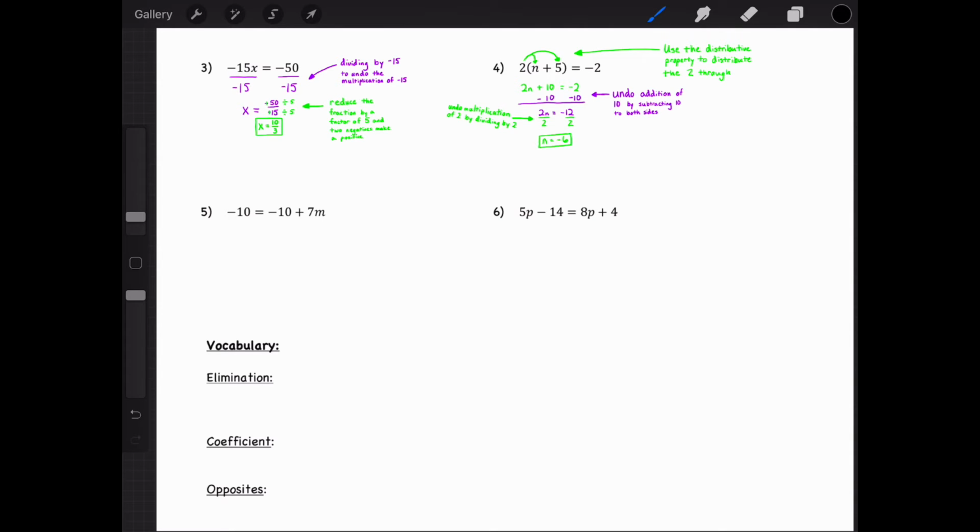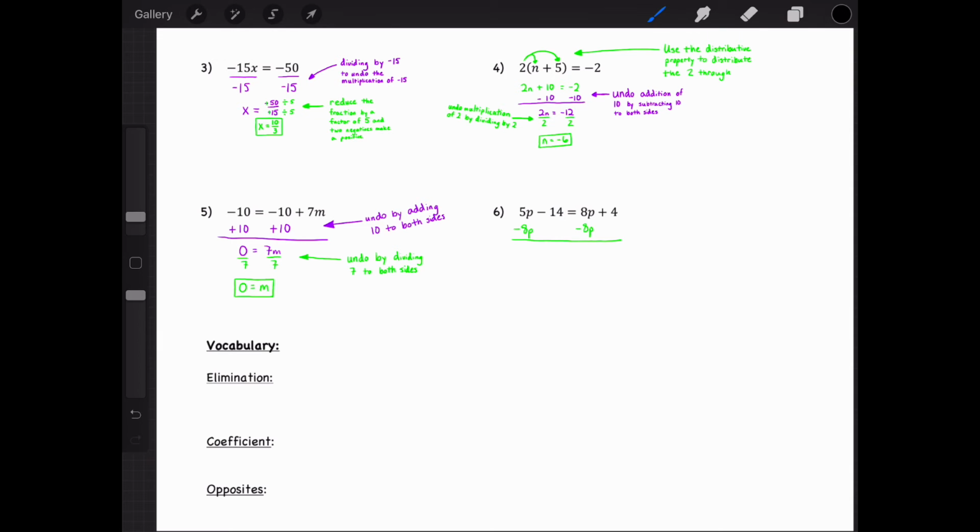For number 5, we'll need to undo the negative 10 on the right by adding 10 to both sides. Remember, those are still opposites, even though the 10 is not behind the 7m. That allows us to get 7m equals 0, which we'll need to divide 7 to both sides. That gets us the value of m equals 0. Remember that 0 is an okay answer to have.